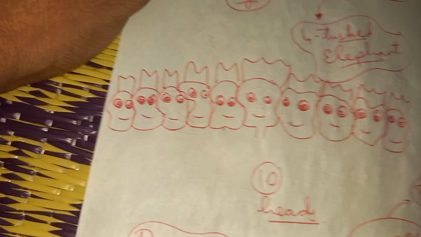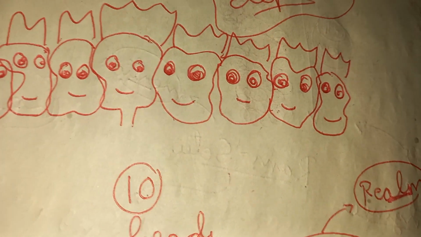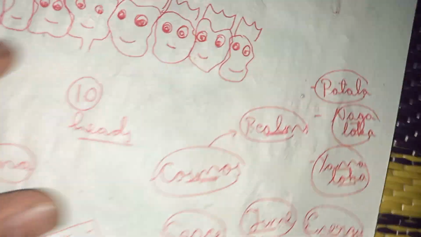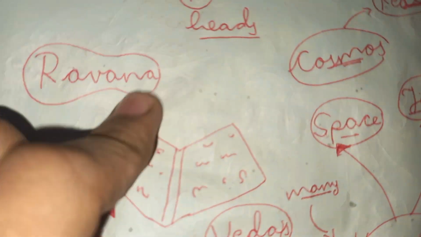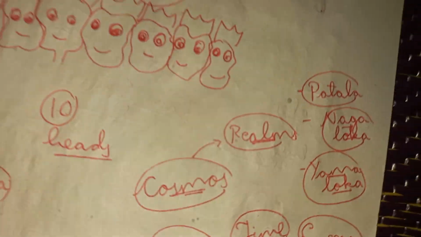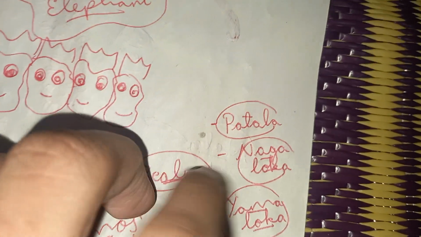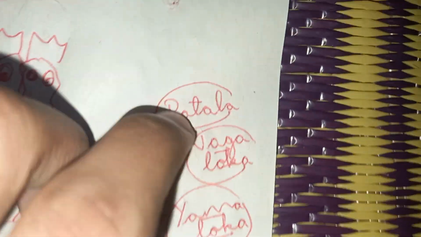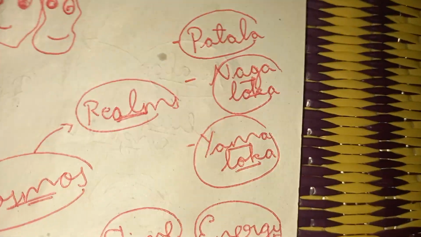And do you know the story of Ravana who has 10 heads, and why he has 10 heads? I'm going to tell why. He has extreme knowledge of the Vedas. How much knowledge? He has knowledge of space, time, energy, and even the cosmos. He can travel to different realms: Patala Loka, Nagaloka, and Yamaloka. Yamaloka is where Yama lives, Nagaloka is where different snake gods live, and Patala Loka is where demons live.